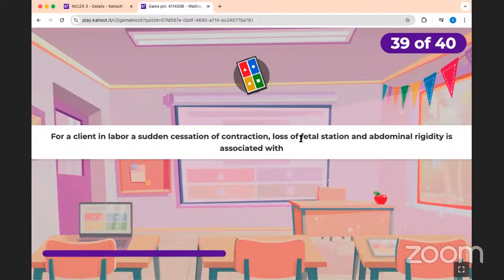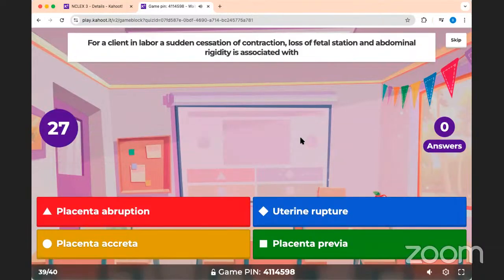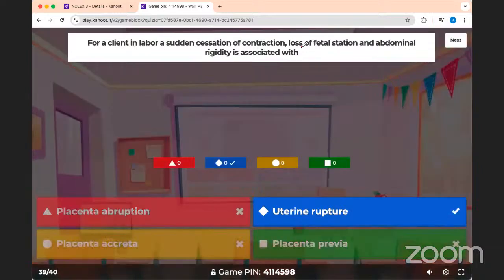For a client in labor, a sudden cessation of contractions, loss of fetal station, and abdominal rigidity are associated with what? It's a definition. Is this abruption? Is it accreta? Is it a rupture? Is it a previa? The keywords are loss of fetal station and cessation of contractions. In abruption, there's still contraction. In accreta, contraction is occurring, just bleeding. In previa, there is no cessation of contractions. Things are still going on.